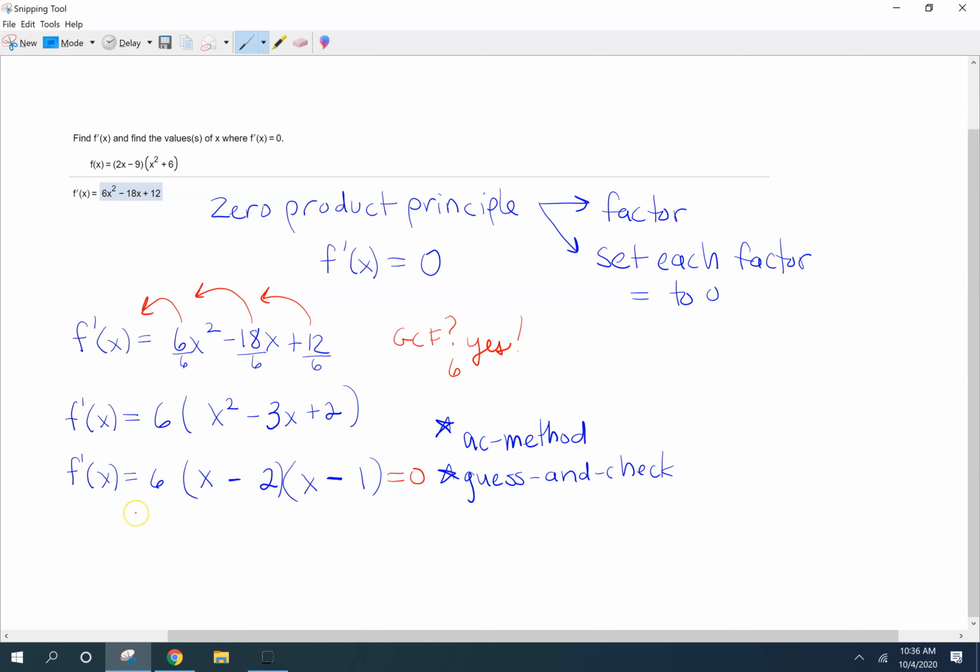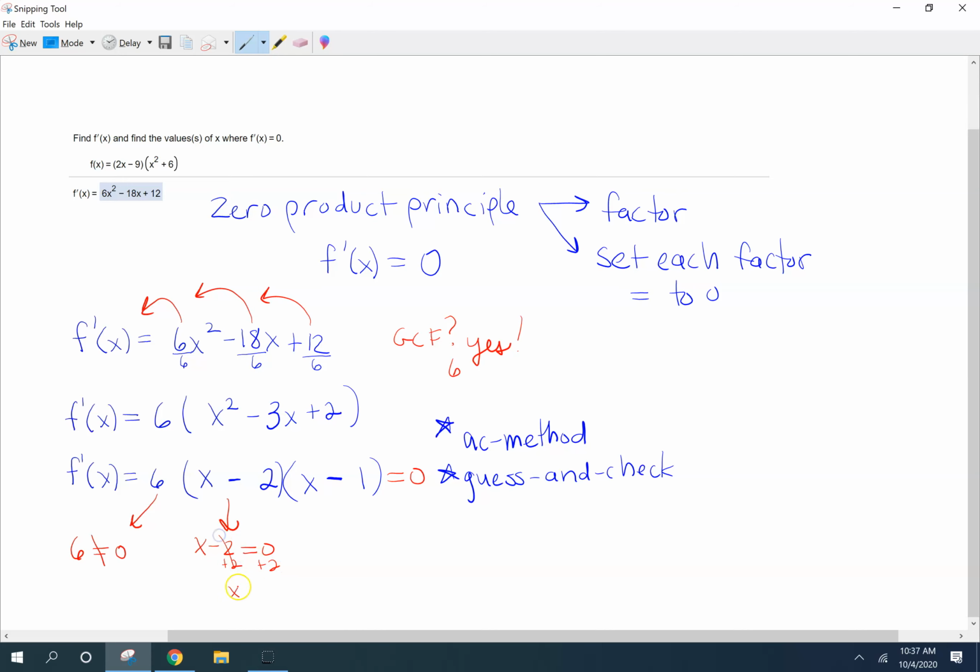Okay, so what the zero product principle says is if you multiply 2 or more things, and the result is 0, one of the things you multiplied has to be 0. So either the 6 is going to be 0, but 6 is a constant. It can never equal 0, so we don't even consider it. Or the binomial x minus 2 is going to be 0, and that can happen, right? What would x have to be so that x minus 2 is 0?